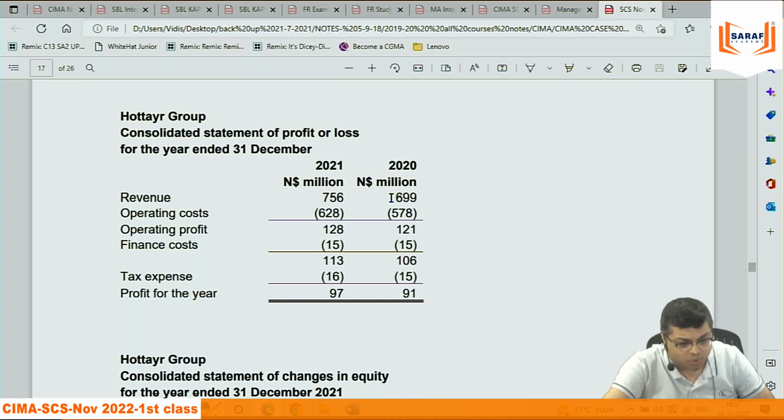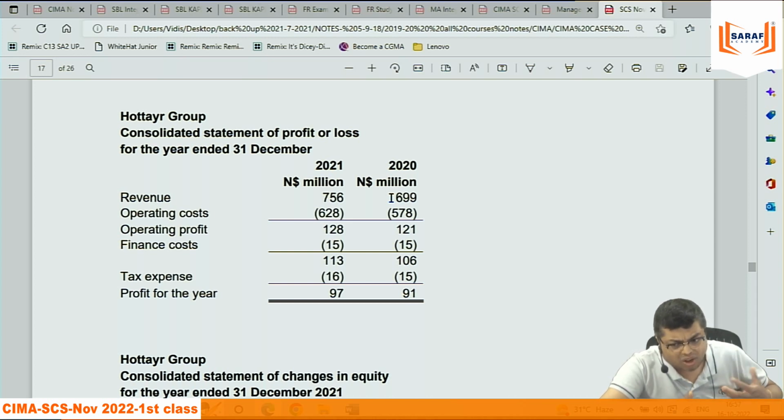So obviously if you calculate operating profit margin, in 2021 it is 128 by 756, and last year 121 by 699. The current year will be lower than last year because the expenditures are increasing at a greater rate than the revenue.